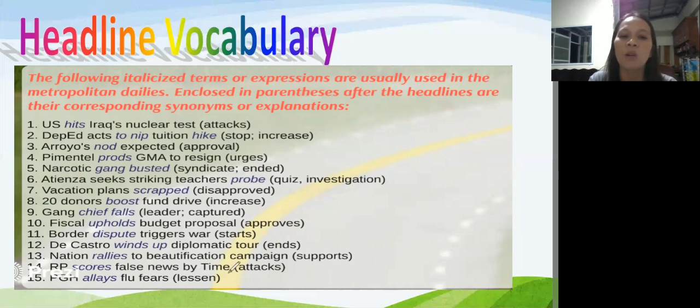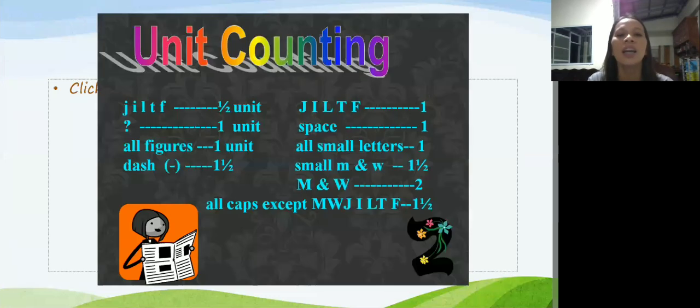RP scores false news by time. Scores means attacks here. PGH allies flew fears. Lesson. Okay, let's go to unit counting.